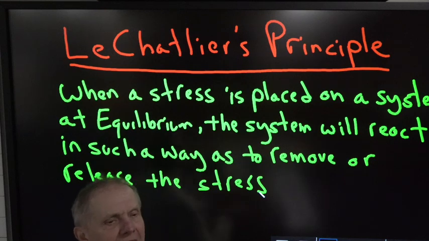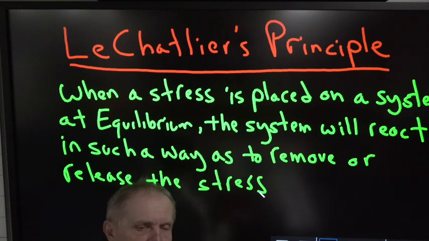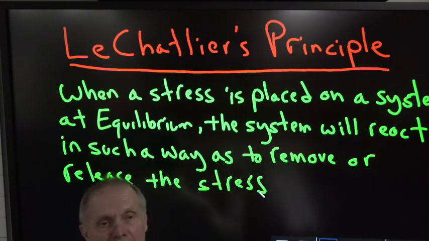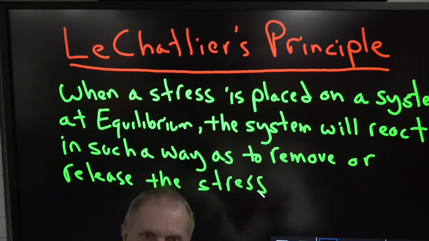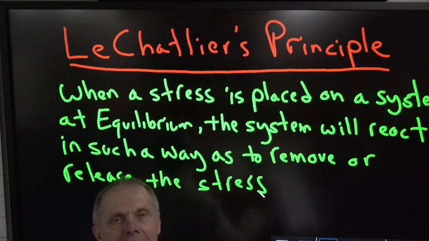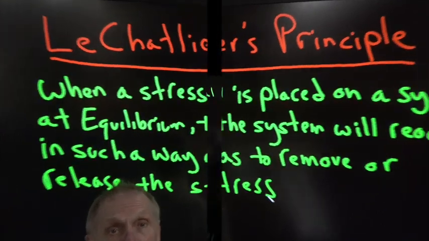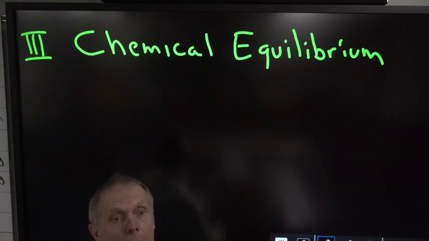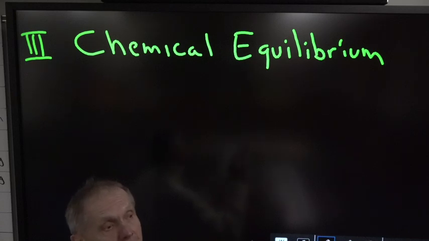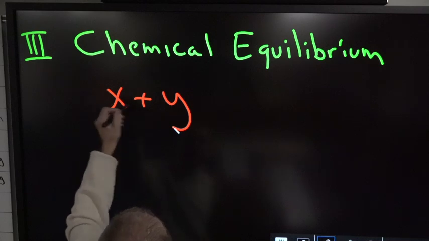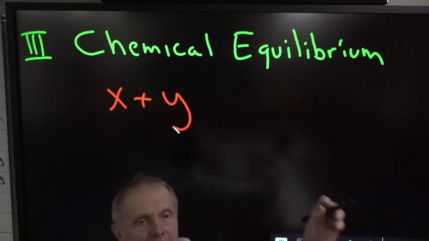If you put a stress like added concentration or more surface area or heat or pressure or anything like that on a system at equilibrium, it'll react in such a way as to try to remove the stress, but then it'll go back to equilibrium. And that's what we're going to do with these chemical reactions that are at equilibrium. So let me explain what's happening again with my students. All my students, which would be X plus Y, that's boys plus girls, are in the hallway.